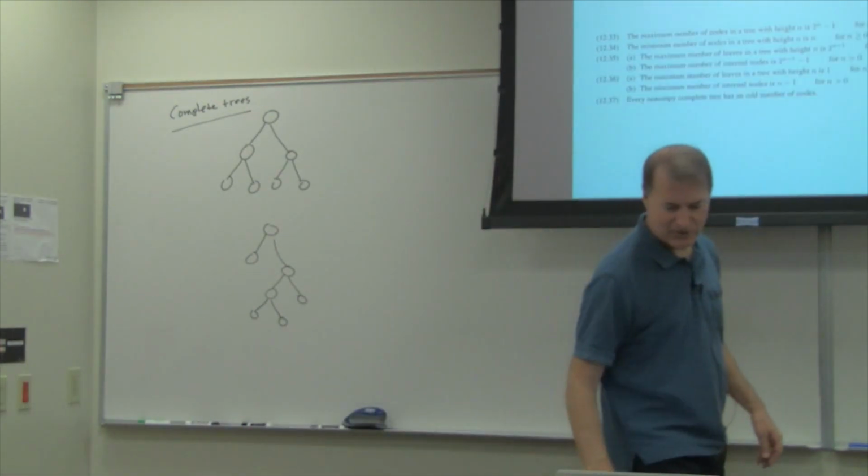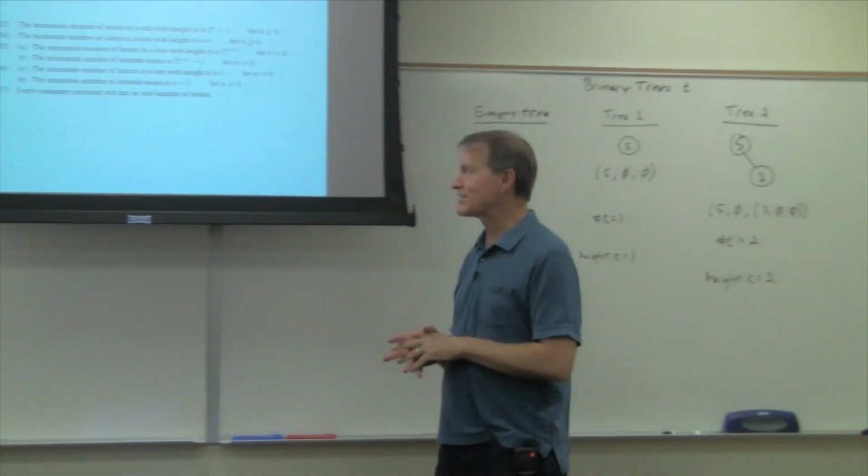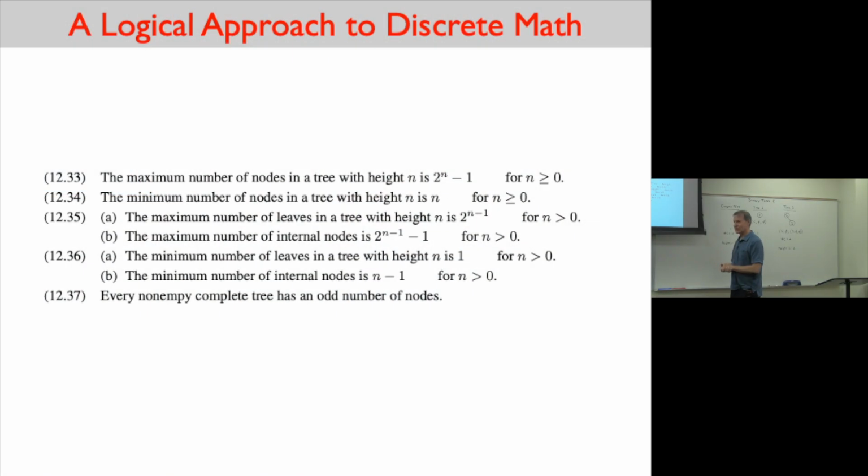Okay, now, these are all very interesting, but now what we want to see is what are some of their properties and how can we prove them? And obviously we're going to prove them by using mathematical induction. So this is one of those situations where we're going to have to do some word problems. I mean, this is slightly informal. These are like counting exercises. So now check out these theorems. 12.33, the maximum number of nodes in a tree with height n is 2 to the n minus 1.